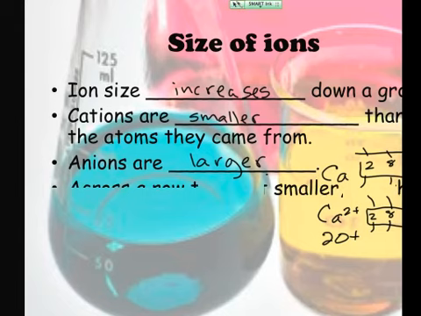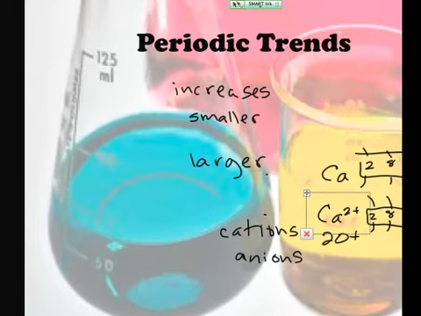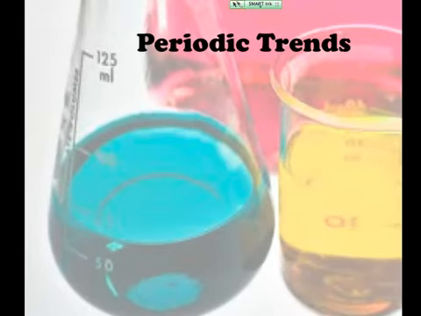So across the row, they get smaller and then suddenly larger because you go from cations into anions, right? So the first half, which ones are those? The cations. And the second half, anions. Sorry, was that too fast? No. Okay.